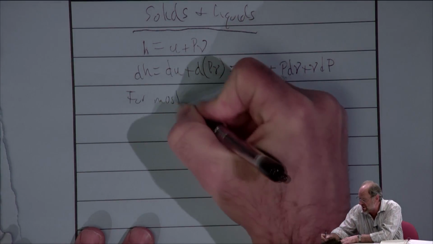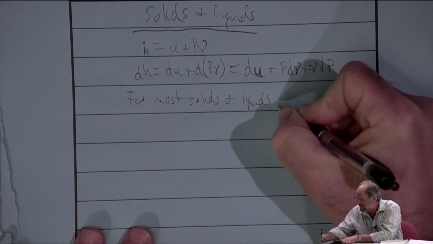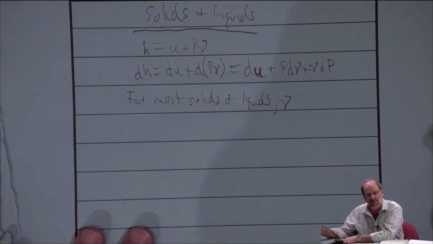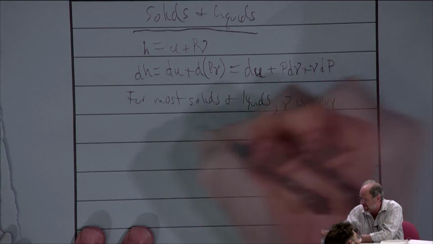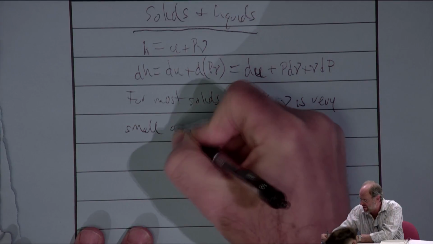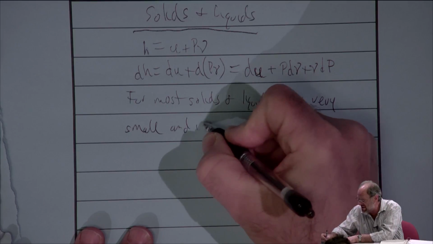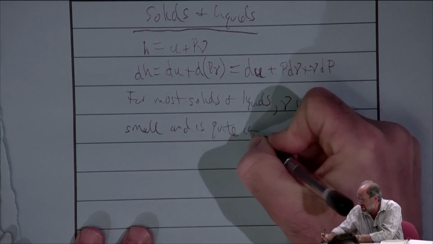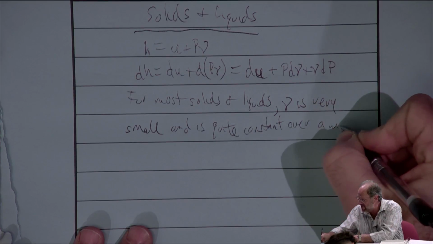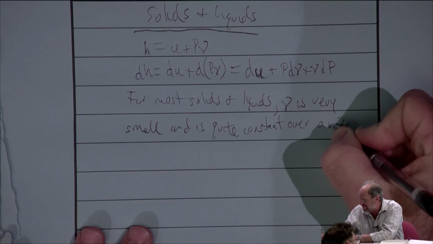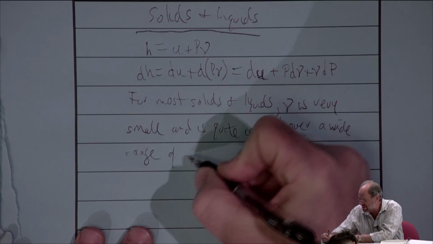So for most solids and liquids, the specific volume, which remember is just the inverse of the density, is actually very small and does not change. So let's say it is quite constant over a wide range of properties.